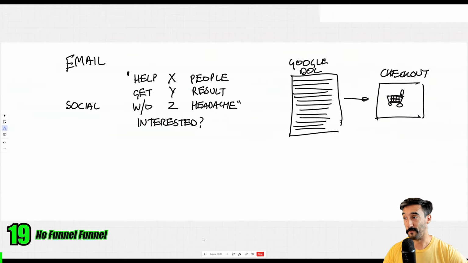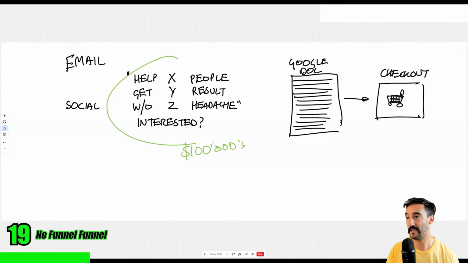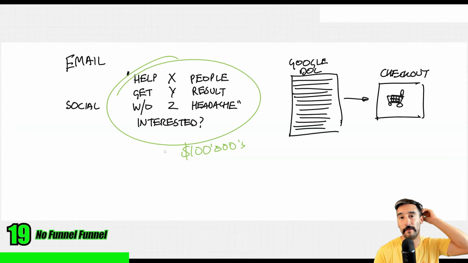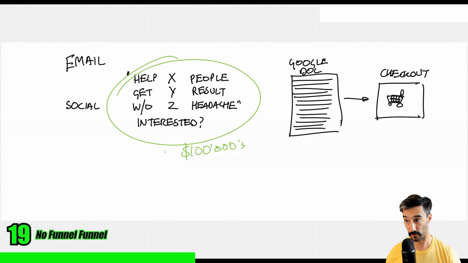And finally, this is my favorite type of funnel. If you want to know more about this, I'll put a link in the description down below of how I ran this. This was an entire funnel that literally generates me hundreds of thousands of dollars a year, and it doesn't even have a sales page. What I do is I come up with a really compelling offer along the lines of I'm going to help 10 people launch a $2,000 course without having to build millions of slides. If you're interested, let me know.